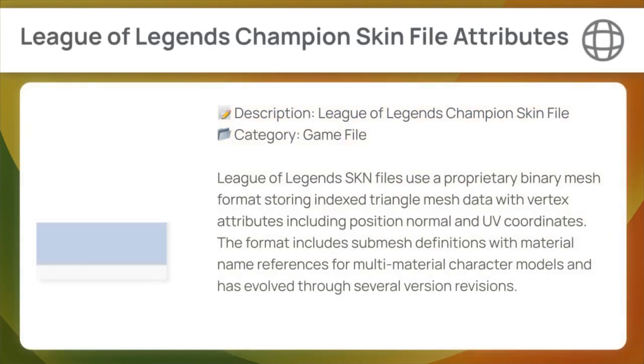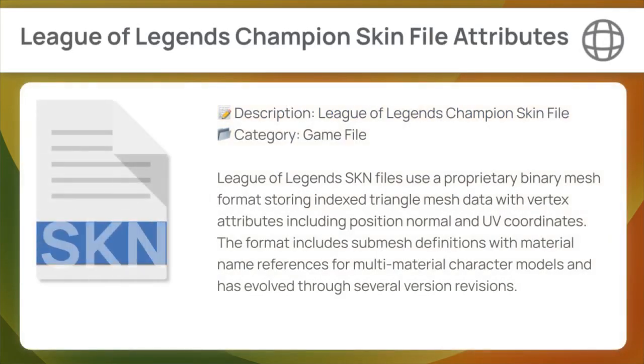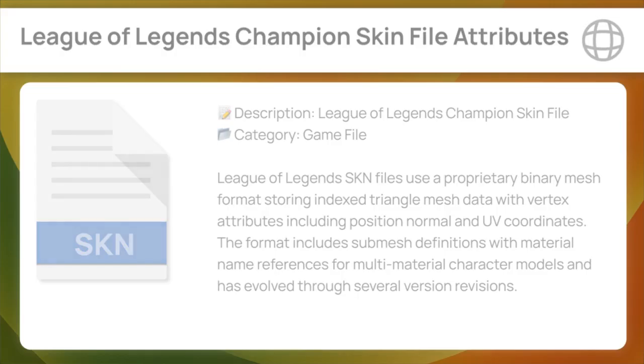League of Legends SKN files use a proprietary binary mesh format, storing indexed triangle mesh data with vertex attributes, including position, normal, and UV coordinates. The format includes submesh definitions with material name references for multi-material character models and has evolved through several version revisions.